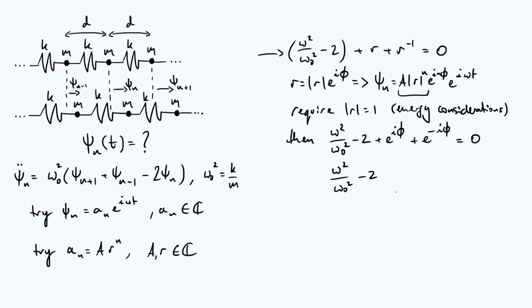Now we can use the relationship between complex exponentials and trig functions, right? e to the i phi is cos phi plus i sine phi. e to the minus i phi is cos phi minus i sine phi. So the sines cancel, and you just get 2 cos phi, which is very nice. Then we can rearrange this a little bit. I'm going to get the omegas on one side and the phi on the other side. So omega squared over omega naught squared is, let's factor out a 2, you've got 2 times (1 minus cos phi).